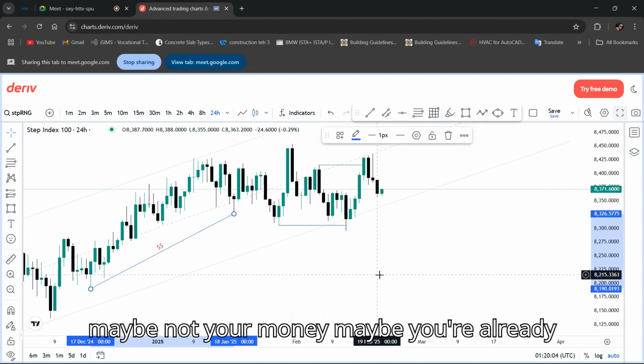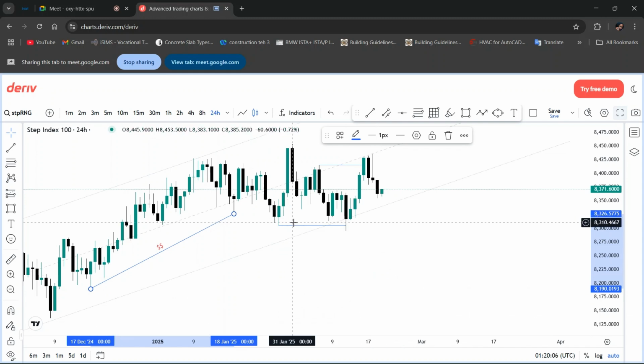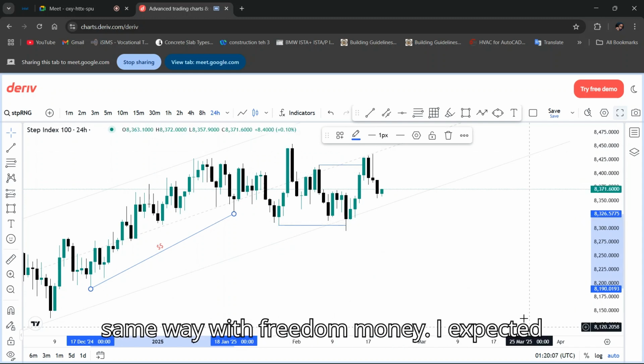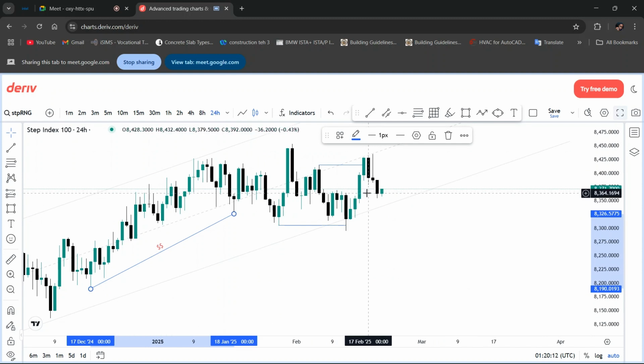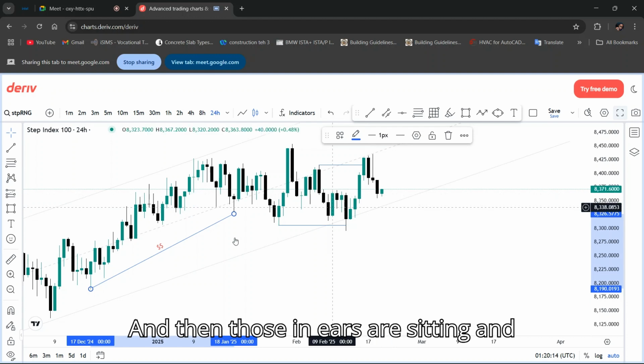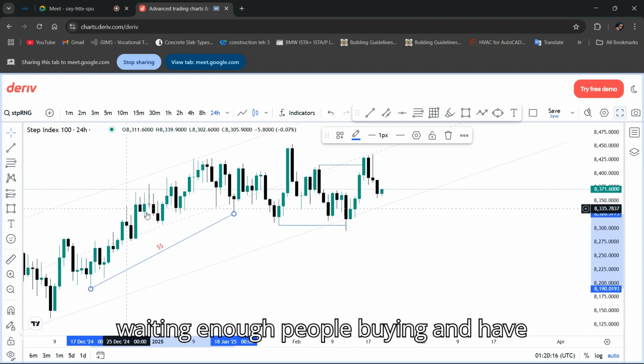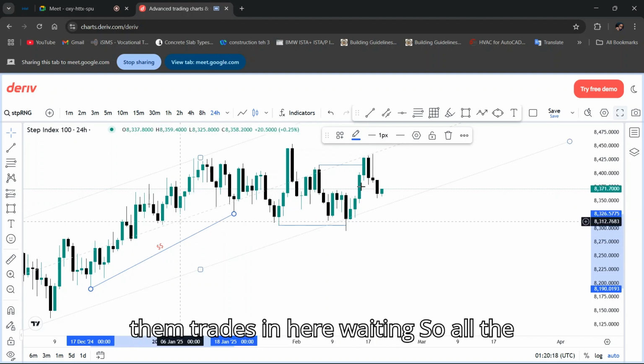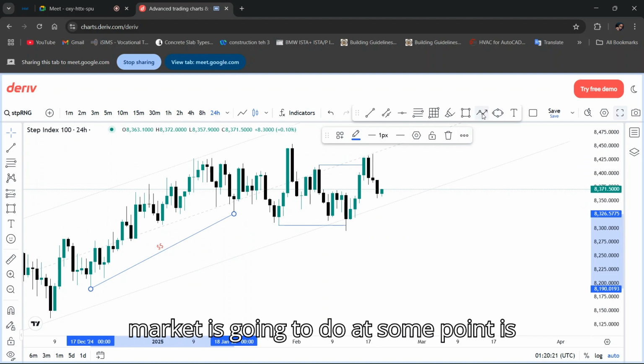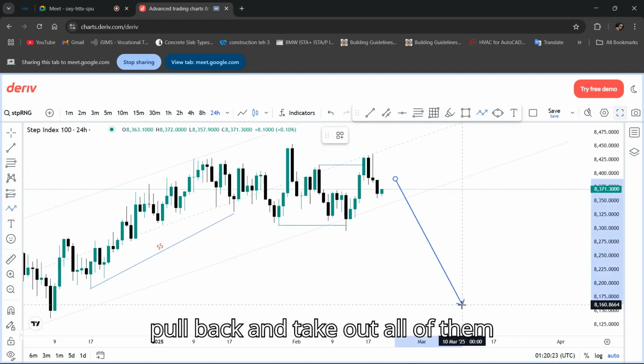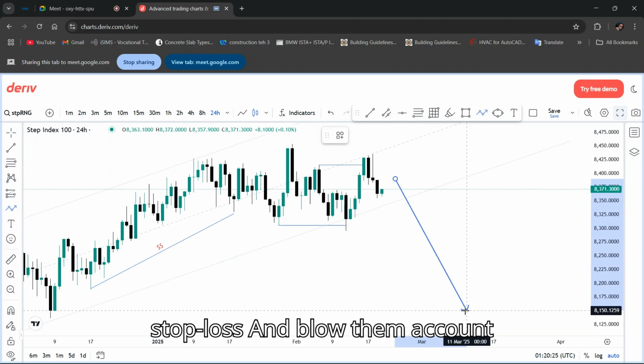Maybe not your money. Maybe you already entered and bought and came out of the market. But several other people in the market, same way, with their money, expect the market to go higher. And they're just in here sitting and waiting. Enough people buying and have their trades in here waiting. So all the market is going to do at some point is pull back and take out all of their stop loss and blow their accounts.